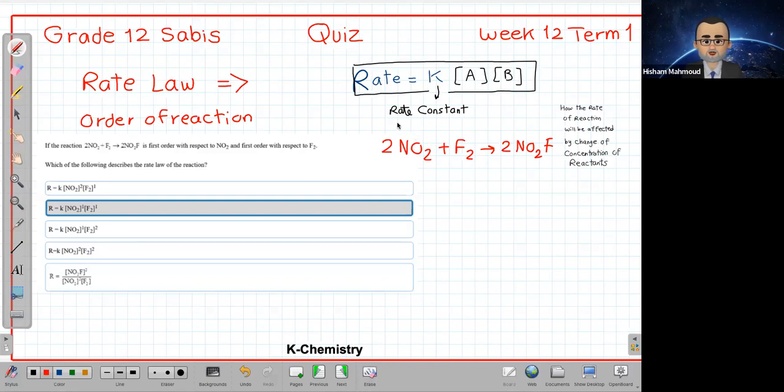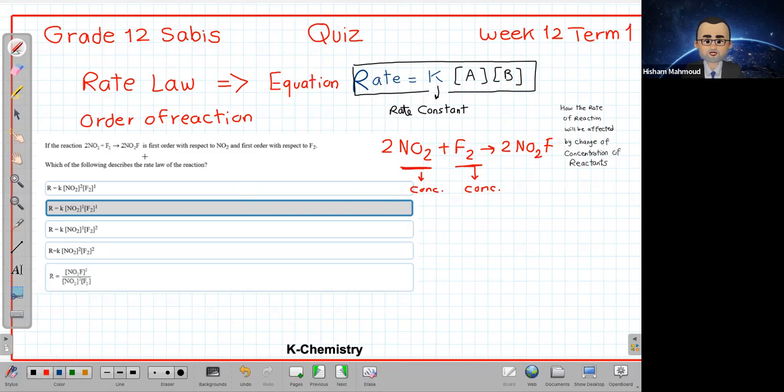The rate law, this special equation that I'm going to write, will tell me: is there any effect of changing the concentration of NO2 on the rate of the reaction? Is there any effect on the rate of the reaction due to the change of concentration of F2? That's what we will show in this equation. But how do I know the orders? We said that we know the order experimentally.